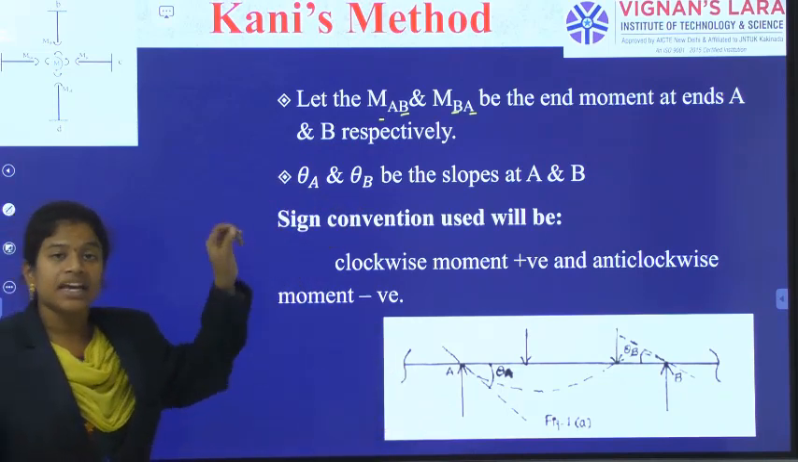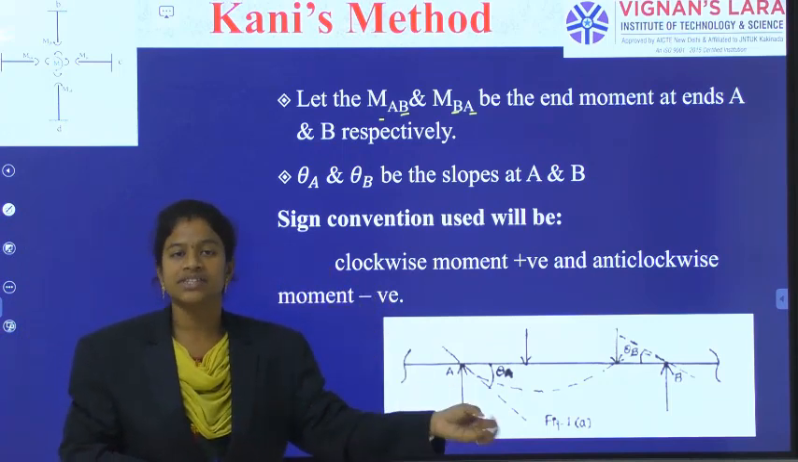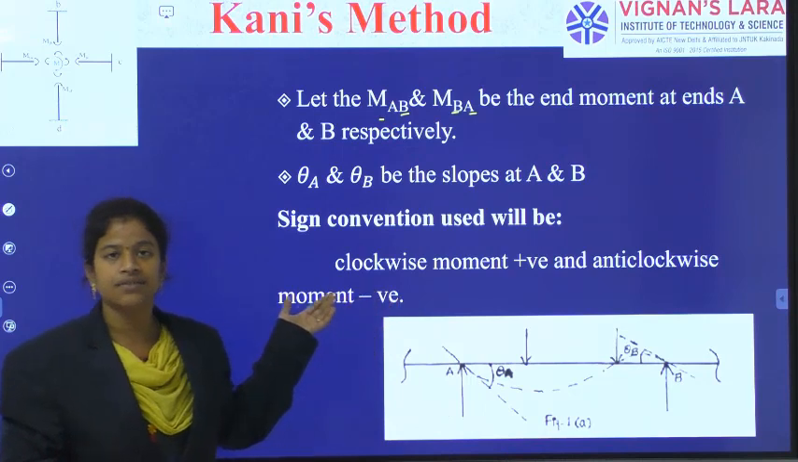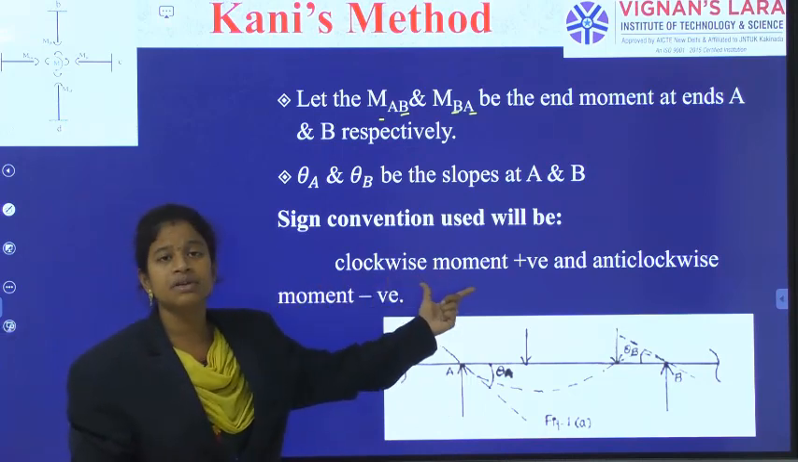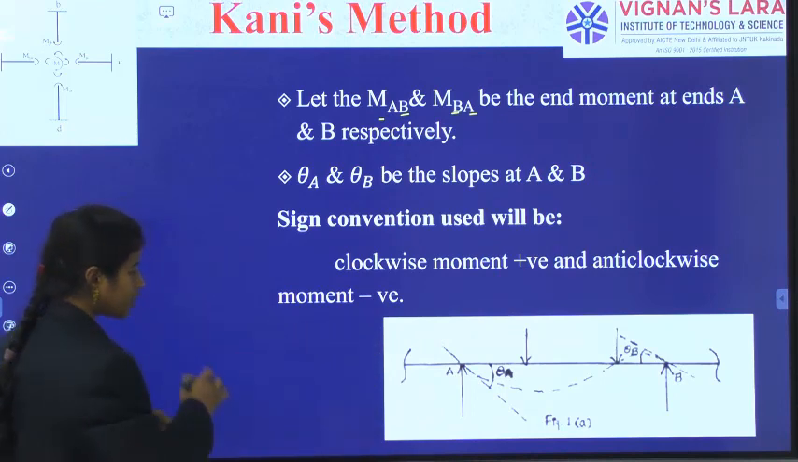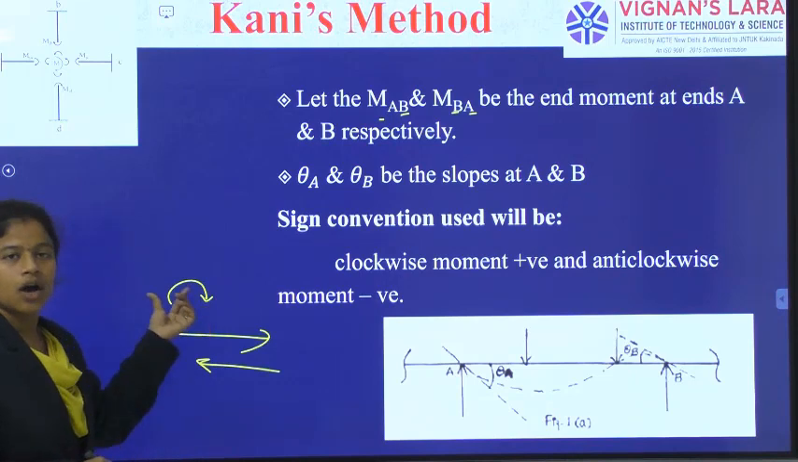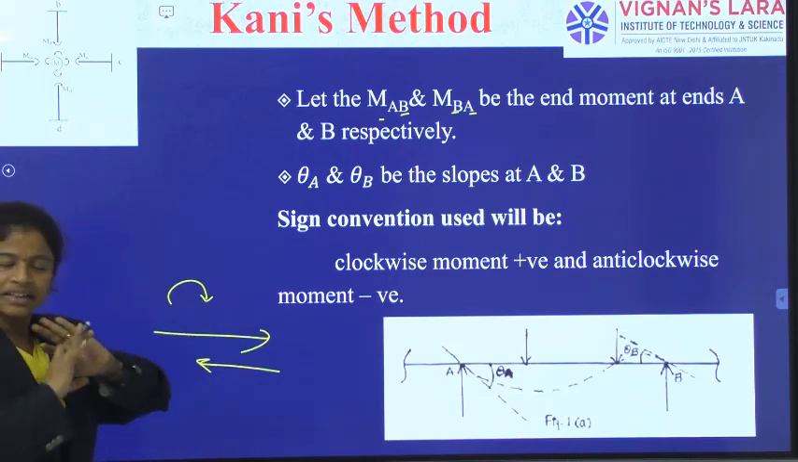While choosing any method, we have to consider what sign conventions they are using. So here also we have a sign convention, such that clockwise movements are considered positive and anti-clockwise movements are considered negative. Whether it comes in this way or in this way, when it is a clockwise movement on the left span or right span, it is positive.